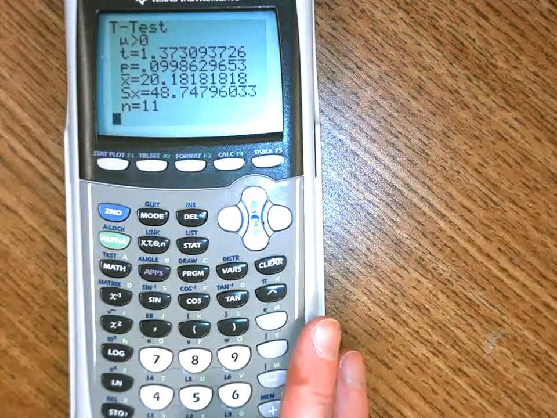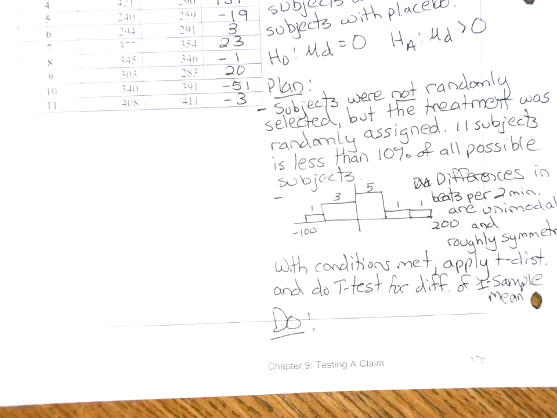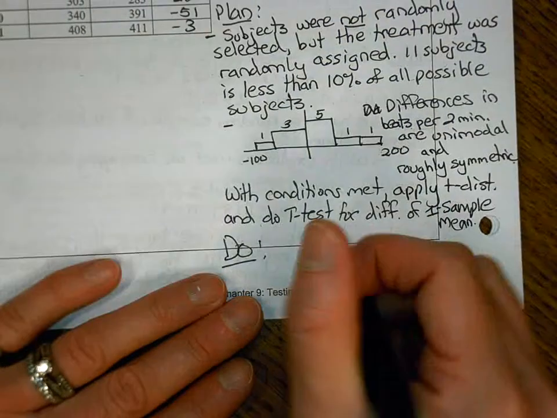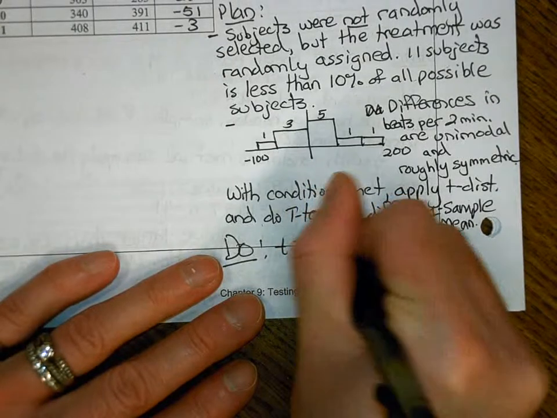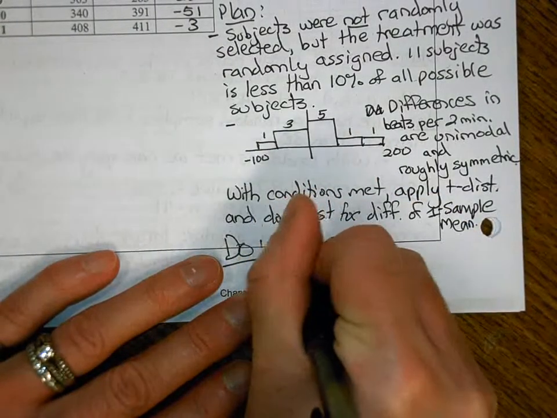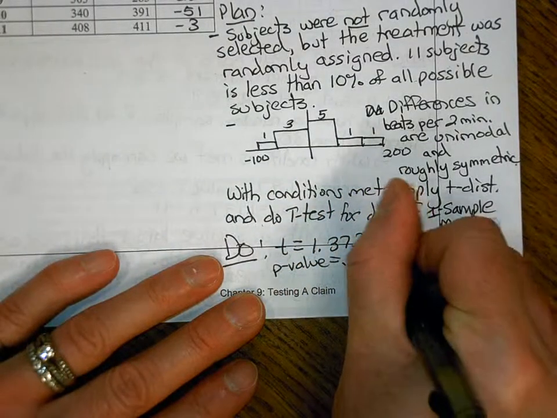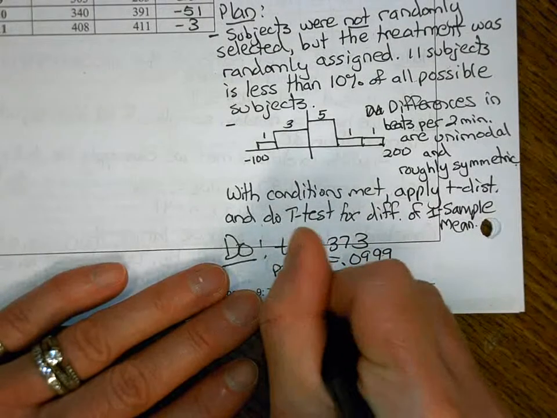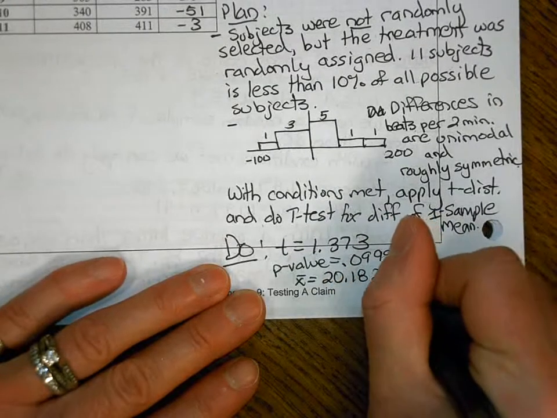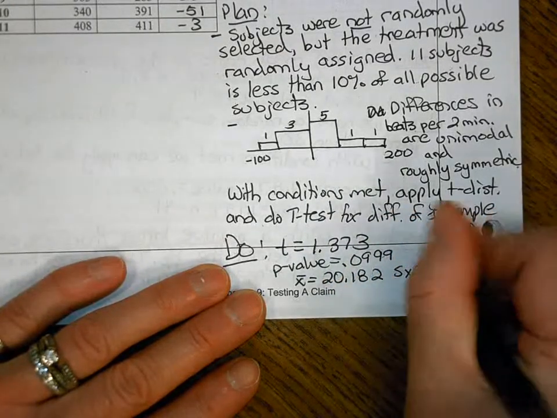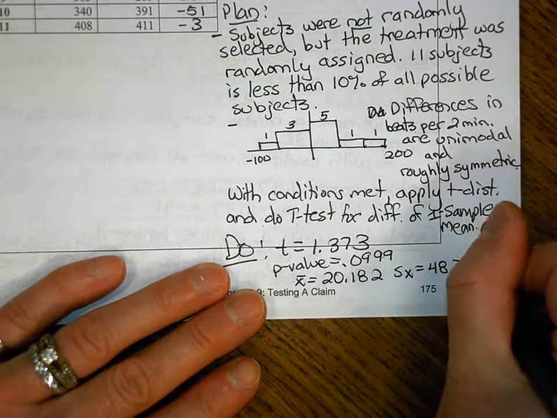Calculate. They gave us a t-score, p-value, x-bar, everything we need. So I'm just going to copy that down onto my paper. T-score is 1.373. My p-value is 0.0999. And my x-bar is 20.182. And the S sub x, the standard deviation of the statistic, is 48.748.